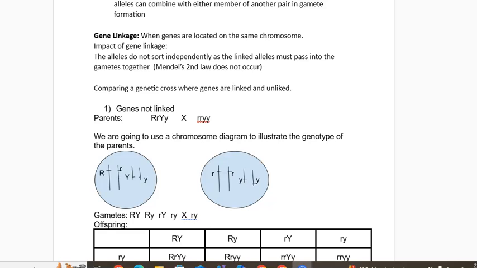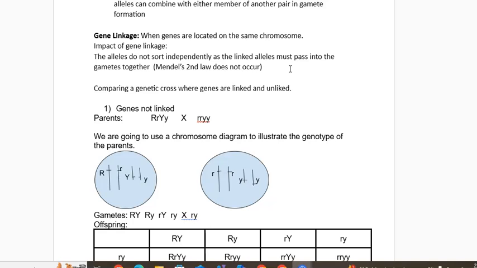So in this video, we're going to look at two types of linkage, gene linkage and sex linkage. So first of all, gene linkage. This is when genes are located on the same chromosome. The impact of this is that if the genes are on the same chromosome, the alleles cannot sort independently, as the linked alleles must pass into the gametes together. So therefore, Mendel's second law does not occur. There is no independent assortment.